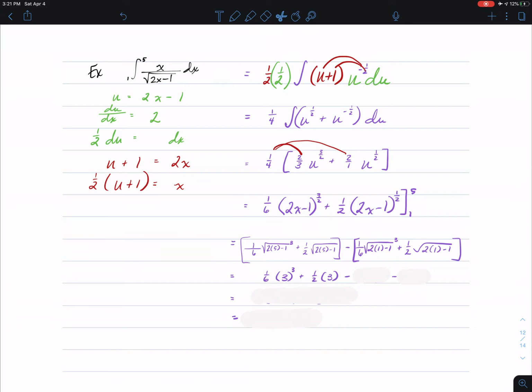Minus, so I'm going to have my 1/6. This guy is going to be the square root of 1, because 2 times 1 minus 1 is 1. So the square root of 1, that's really easy.